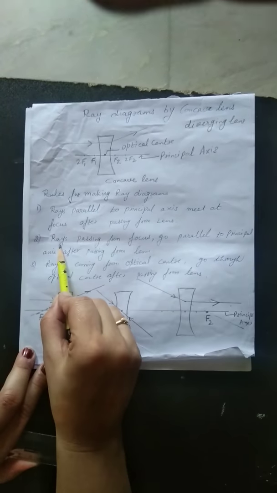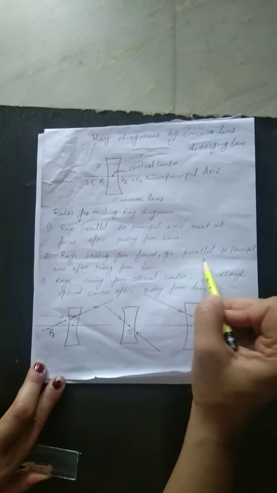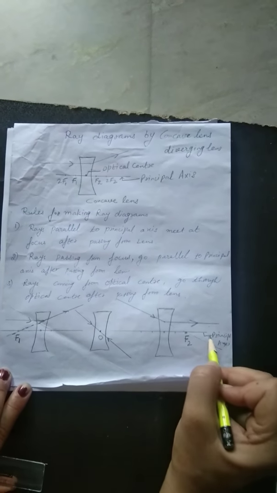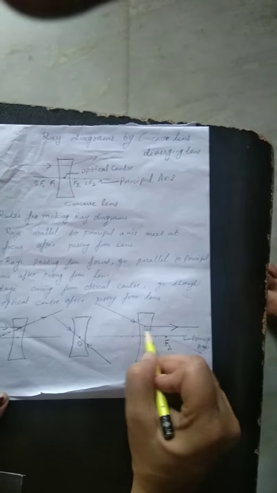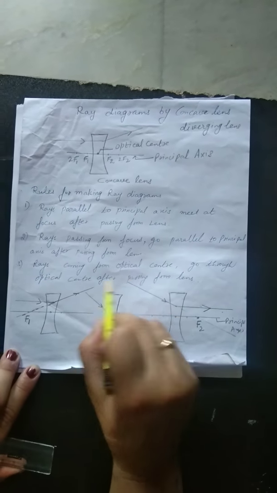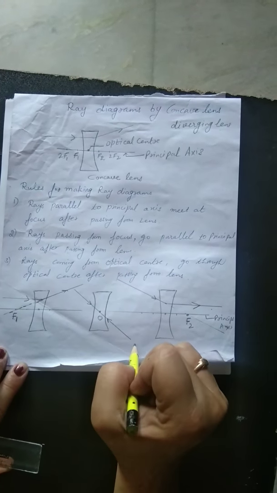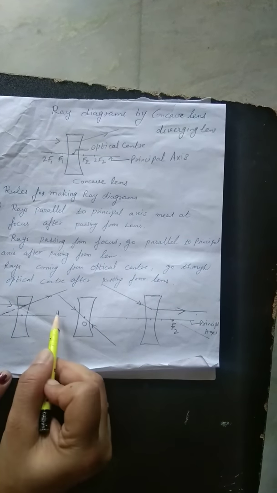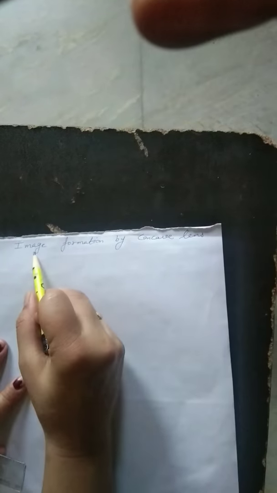Second rule, rays passing from the focus go parallel to the principal axis after passing from the lens. If the rays come from the focus, they will go parallel. And third one, the rays coming from the optical center go straight through the optical center. These are the three rules. We have done these rules for making ray diagrams by convex lens also. Let us make the images by concave lens.